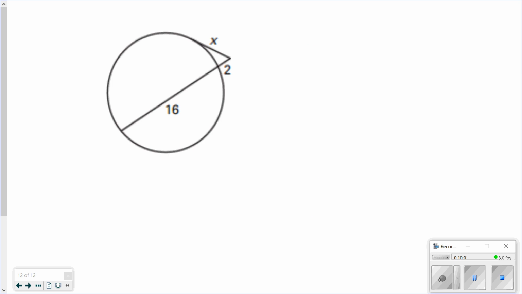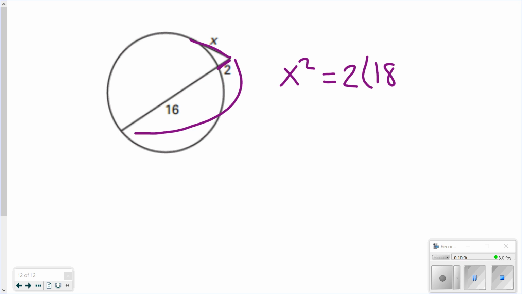And here's our last example. Once again, we have a tangent, which is this line right here, and then we have a secant. So to solve for x, I want to square my tangent line, which in this case is x, so x squared is equal to, now I need to look at my secant. What's the external piece? It's this little guy here, so 2 times the entire secant segment, so 2 plus 16 is 18.